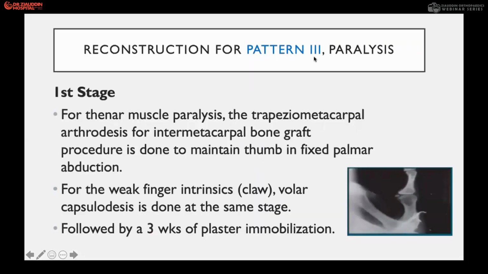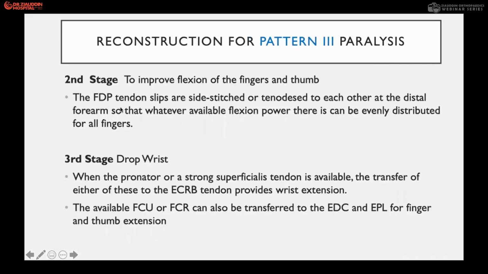Then in the pattern 3 paralysis particularly, it is done stage-wise. Stage 1: for thenar muscle paralysis, a trapezio-metacarpal arthrodesis or intermetacarpal bone grafting procedure is done to maintain the thumb in fixed palmar abduction. For weak finger intrinsics or claw, volar capsulodesis is done at the same stage, followed by 3 weeks of plaster cast. Then stage 2 surgery to improve the flexion of the finger and the thumb: flexor digitorum profundus and flexor pollicis transfers, or tenodesis to each other at the distal forearm, so that whatever available flexion power is there can be evenly distributed.